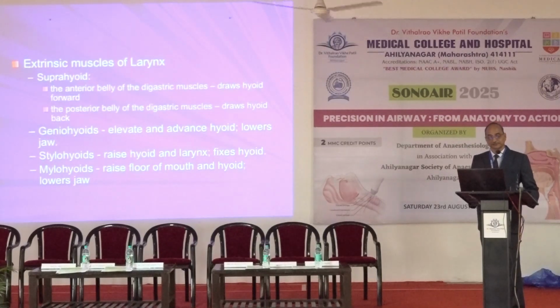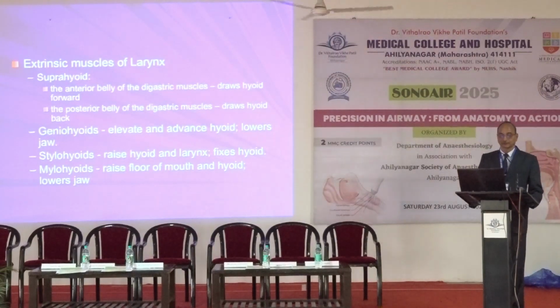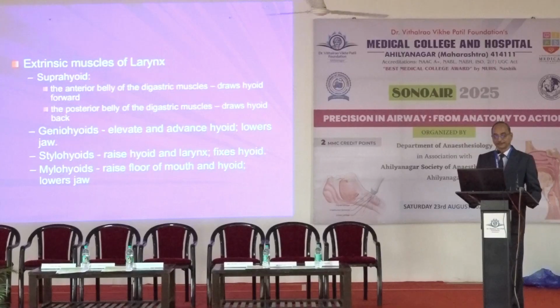What are the extrinsic muscles of the larynx? In the suprahyoid region, you have the anterior belly of the digastric muscle, which draws the hyoid forward. Then you have the posterior belly of the digastric muscle, which draws the hyoid back. Then you have the geniohyoids, which elevate and advance the hyoid and lower the jaw. The stylohyoids raise the hyoid and larynx and also fix the hyoid.